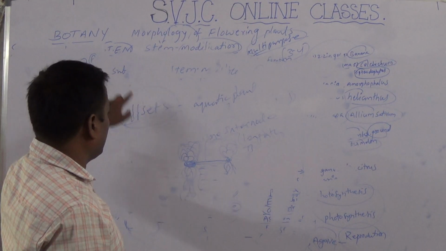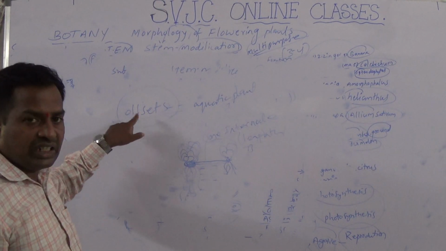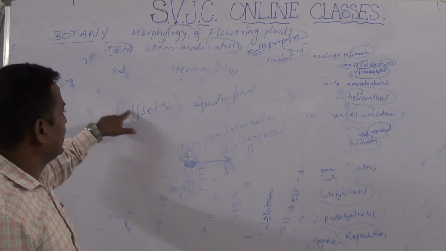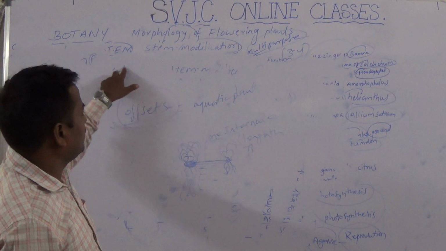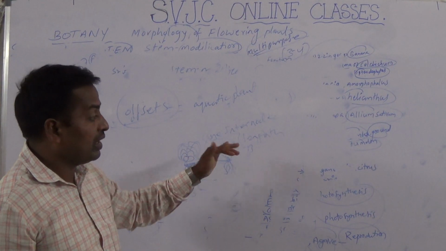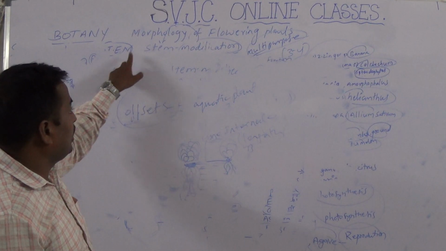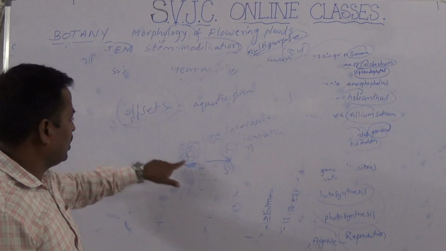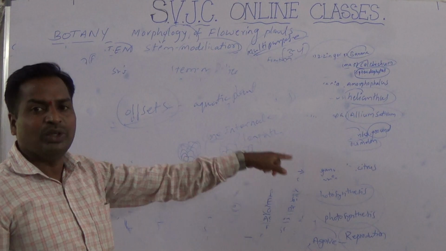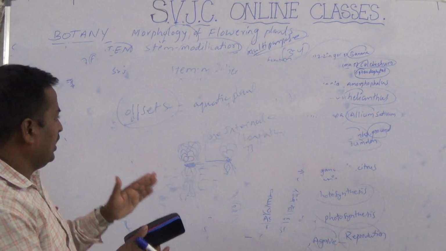So what is the common point between runners and offset? Offset is considered an aquatic runner. A runner grows creeping on the soil; an offset also grows horizontally, but on the surface of the water. So both are the same. In runners every node is rooted, and in offset also the node is rooted to become new plants. So the modifications are aerial, subaerial and underground.